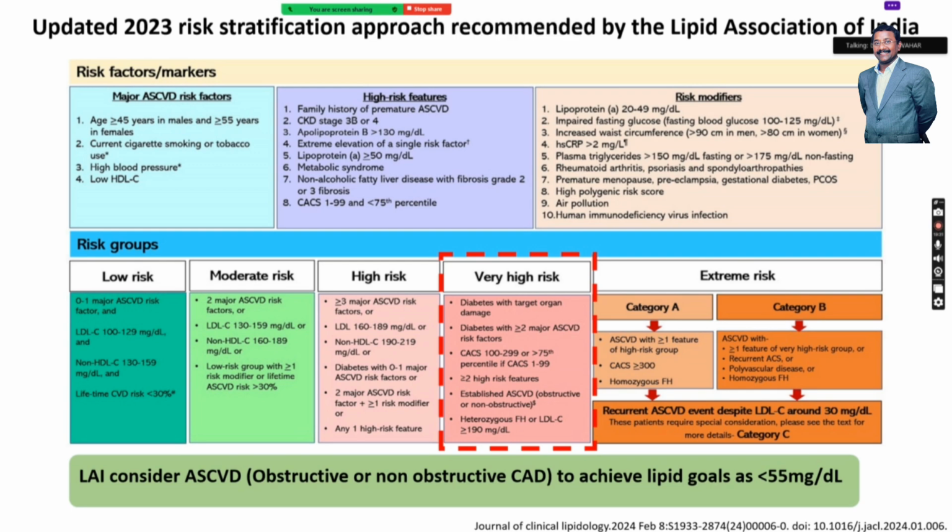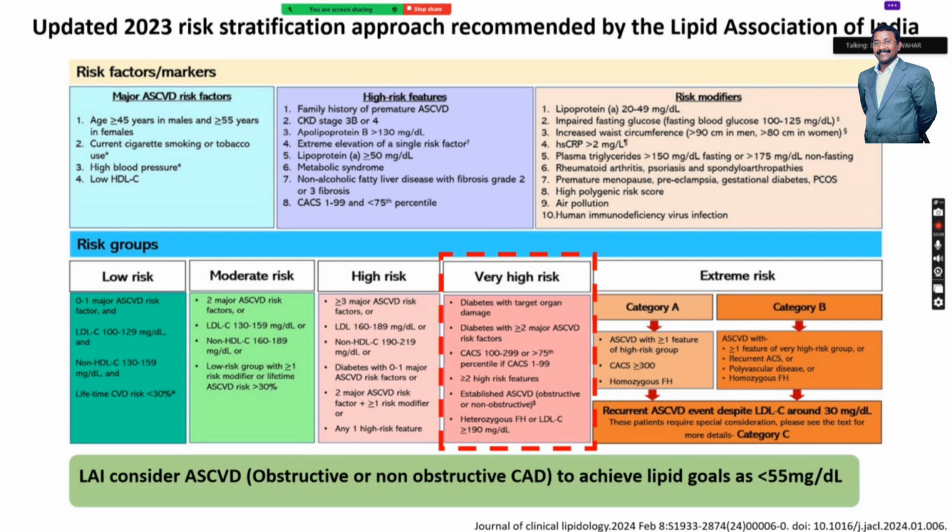And extreme elevation of a single risk factor, lipoprotein little a more than 50. Metabolic syndrome is nothing but the combination of all the 4, the Reaven syndrome or insulin resistance syndrome. The root cause for this metabolic syndrome is insulin resistance. And fatty liver, non-alcoholic fatty liver disease with fibrosis grade 2 or 3, is also a high risk feature. And coronary artery calcium score, 1 to 99 and less than the 75th percentile, is also high risk. Even a single digit calcium score is again high risk.